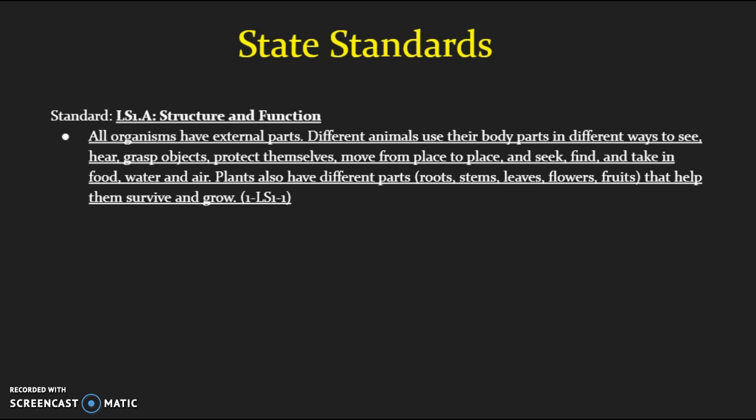Different animals use their body parts in different ways to see, hear, grasp objects, protect themselves, move from place to place, and seek, find, and take in food, water, and air. Plants also have different parts that help them survive and grow. So this was perfect for our parts of a plant flipped classroom because we're doing parts of a plant.